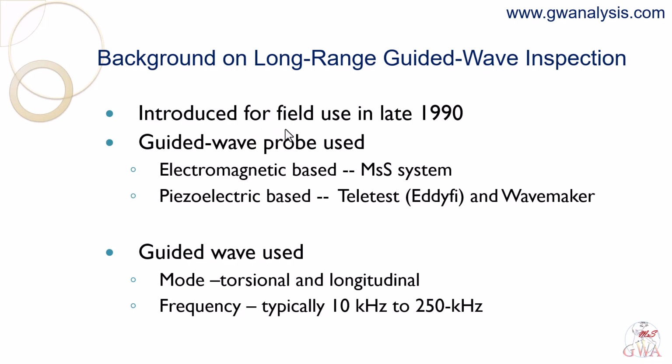This is the background of long-range guide wave inspection. It was introduced for field use in the late 1990s. There are two kinds of guide wave probe. One is electromagnetic based, that is used with the MSS system. Another is piezoelectric based, that is used with the Teletest and the WaveMaker systems. The guide wave uses two kinds of wave modes for pipe inspection, torsional and longitudinal mode. The frequency range is between 10 kHz to 250 kHz.